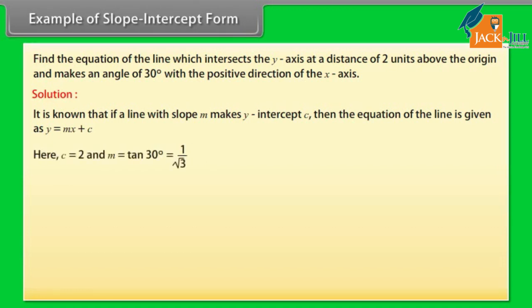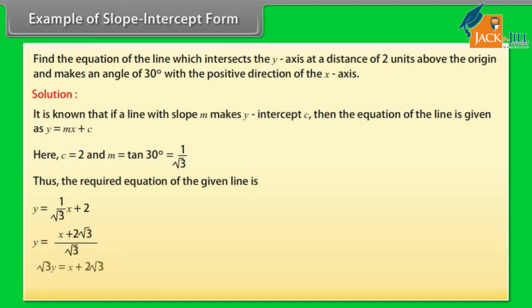Here, c is equal to 2 and m is equal to tan 30 degrees, which is equal to 1 by root 3. Thus, the required equation of the given line is y is equal to x by root 3 plus 2. It can be solved to x minus root 3 y plus 2 root 3 is equal to 0.